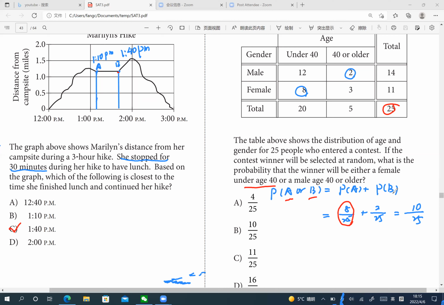The probability of event B, which is a male age 40 or older being selected: the number of males 40 or older is 2, and the total number is 25. So the probability of event B is 2 divided by 25. And adding them together, we get 10 over 25. We should choose option B.